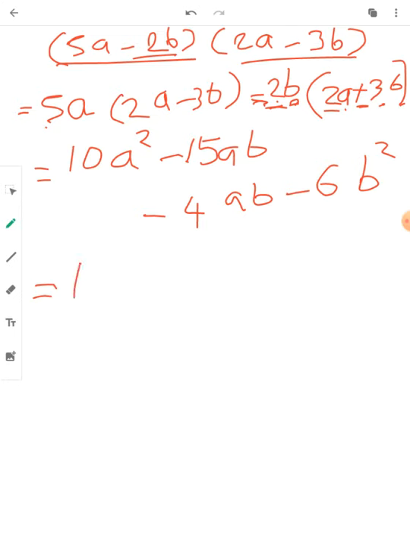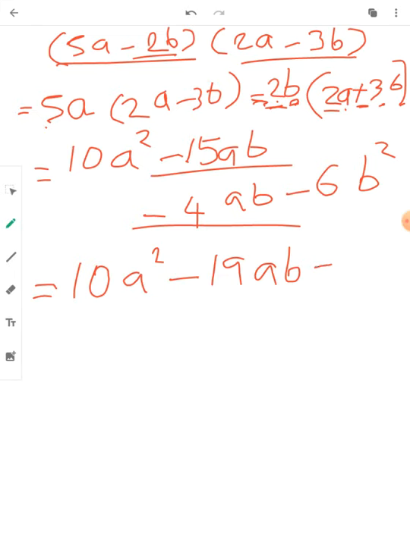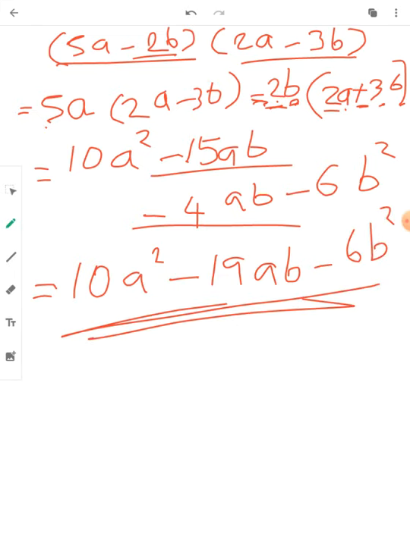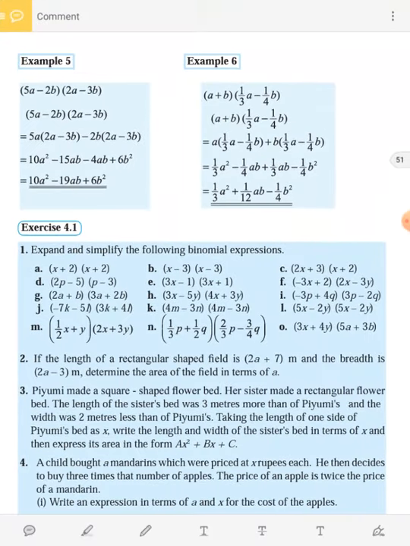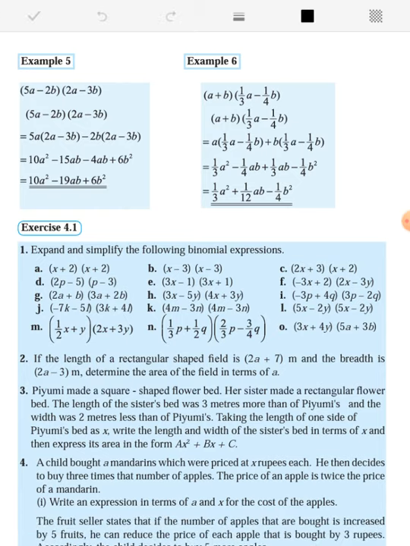Okay, now rewrite this. 10a squared minus 15ab minus 4ab. That means 19ab minus 6b squared. This is the answer. Let's check. Yep, correct. Now let's move to example number 6.